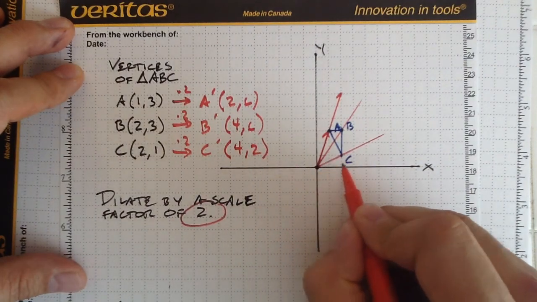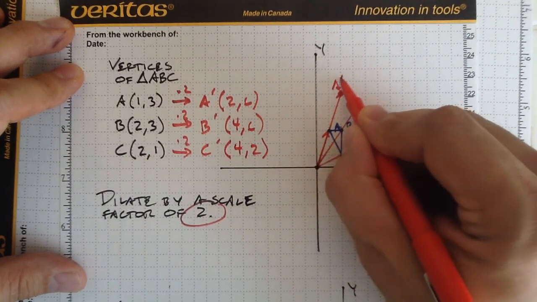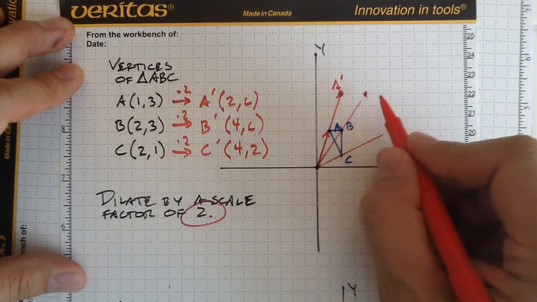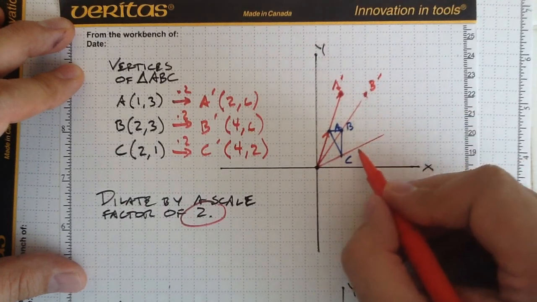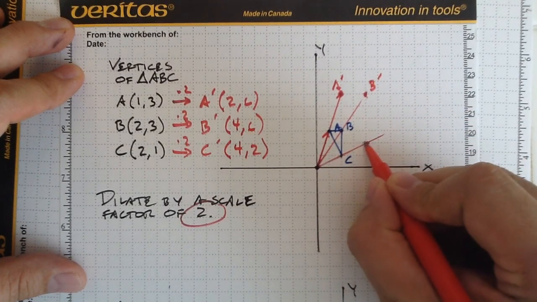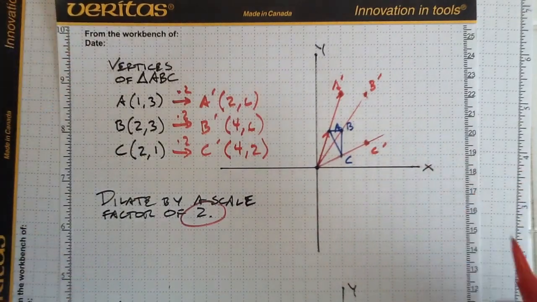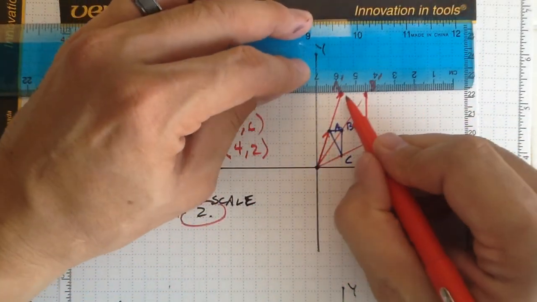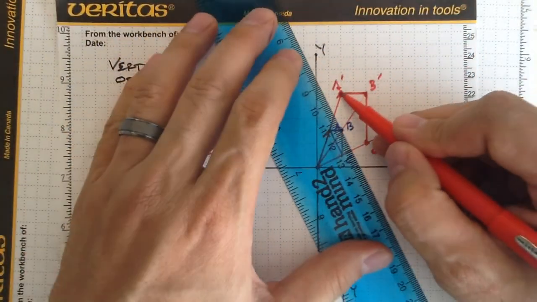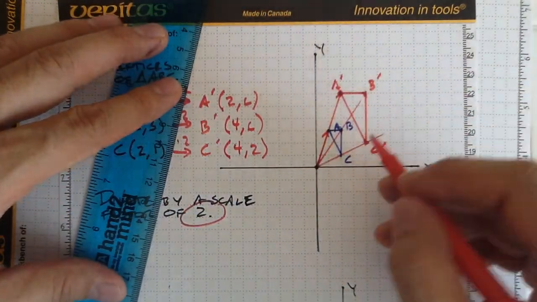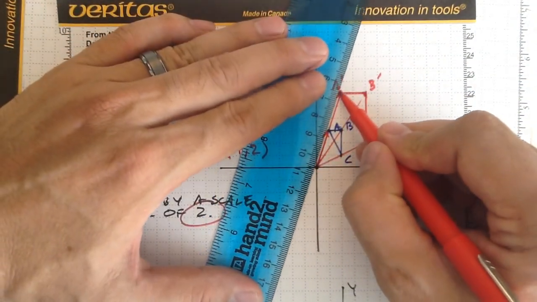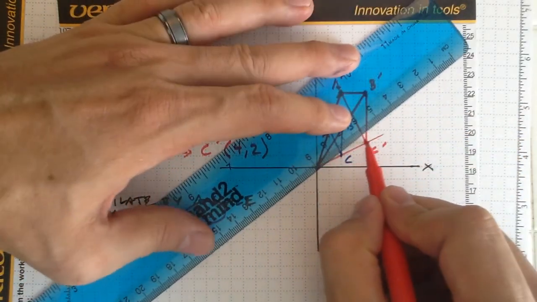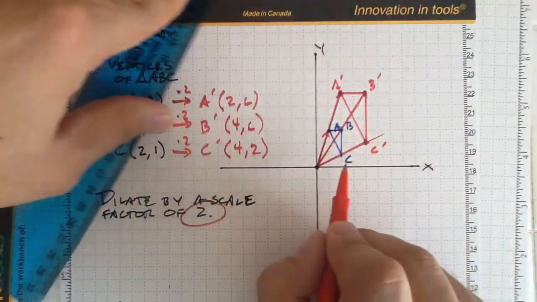So 2, 6 is right here. That's A prime. B prime would be at 4, 6, which would be right here. And C prime would be at 4, 2. All right, so if I've done this correctly, what I should get is a version of this triangle twice as large. And I can see again those projection lines. If I match up A and A prime, they lead back to the origin. If I match up B and B prime, they lead back to the origin. And if I match up C and C prime, they lead back to the origin.